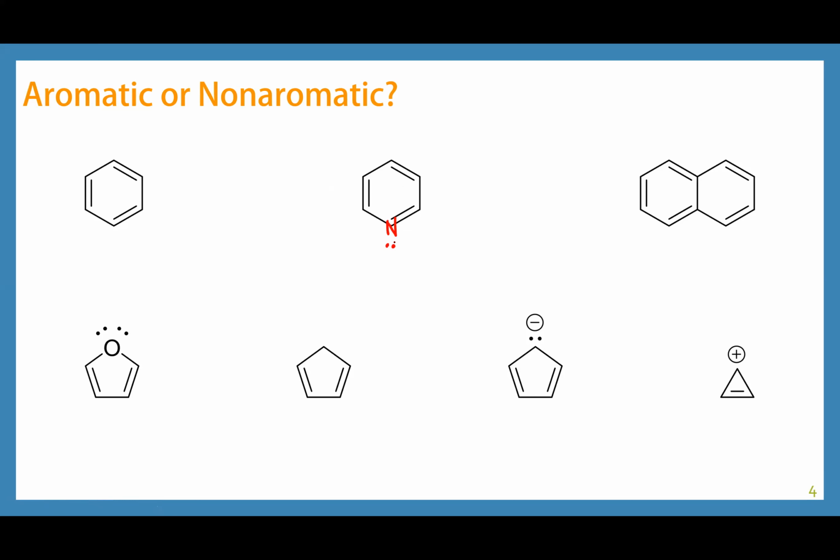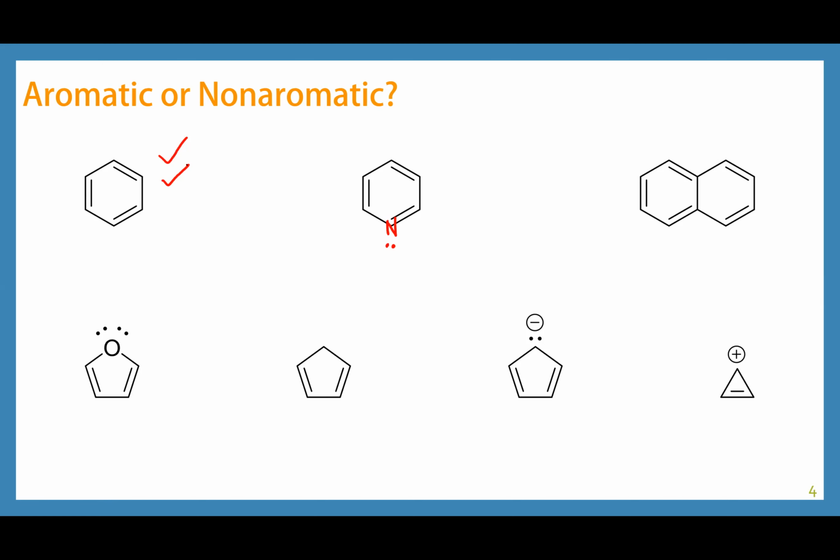Does benzene fit the first rule, that all atoms in the cyclic arrangement must have an unhybridized p orbital? Yes. Is benzene planar or nearly planar? It's planar. And how many pi electrons are in the cyclic arrangement?